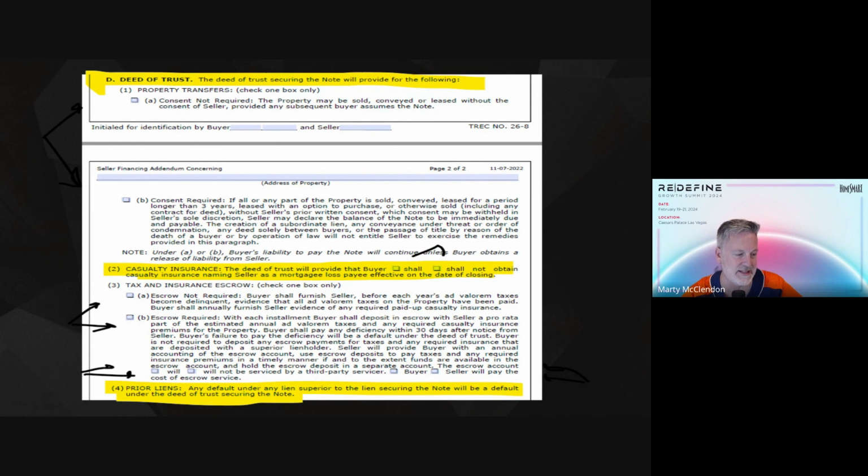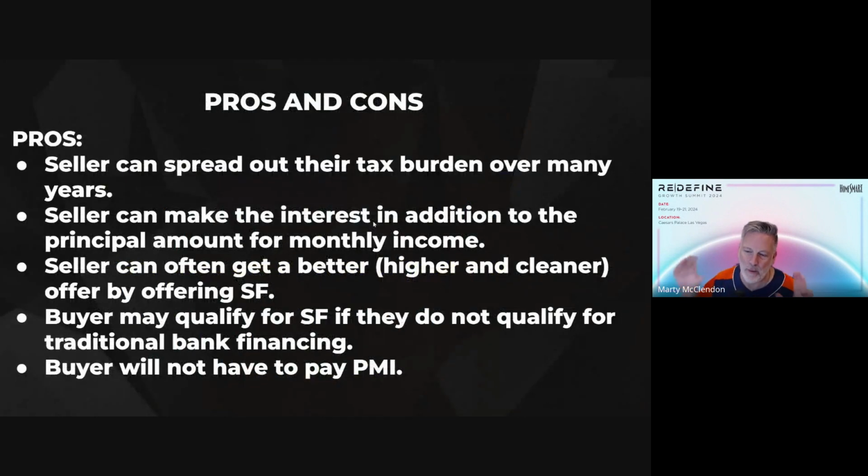And then number 4, prior liens, any default under any lien superior to this lien. So if they had, this was a second lien or whatever, securing note will be in default under the deed. So if one of the liens against the property defaults, they're all in default, and it triggers a foreclosure, if you will.